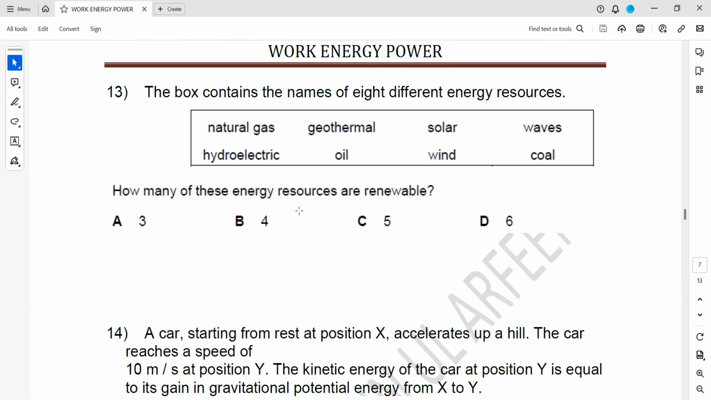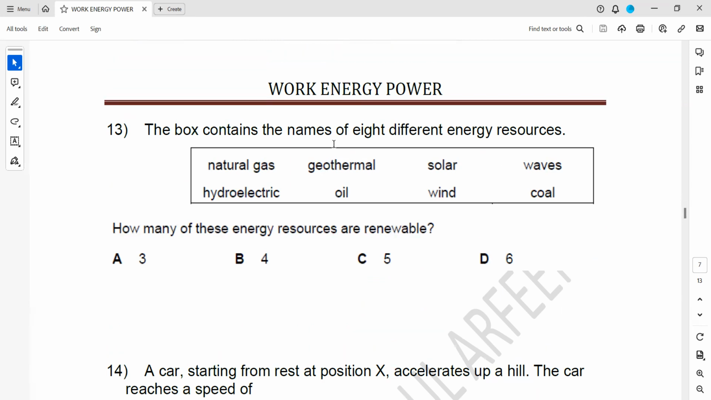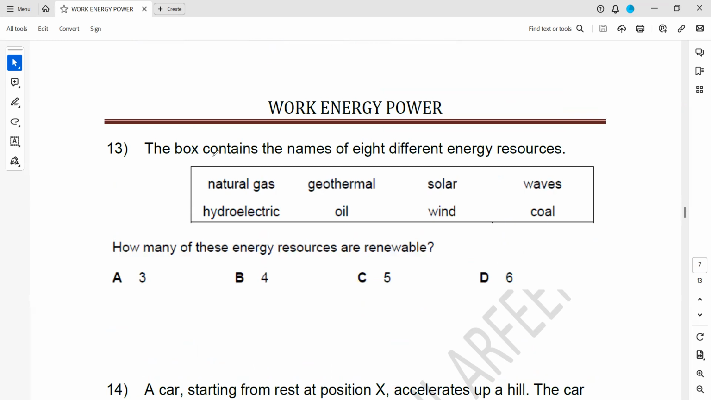The box contains the names of 8 different energy resources. How many resources are renewable? Natural gas, no. Geothermal, yes. Solar, yes. Wave, hydroelectric, yes. Oil, no. Wind, yes. Coal, no. So how many of them are renewable? 5 of them are renewable, and 3 of them are non-renewable.